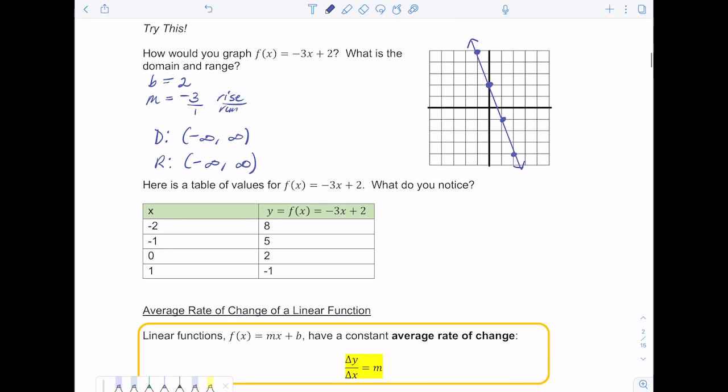Another way you can graph a function like that is to make a table of values. So here I've already created one for you, and I chose negative 2, negative 1, 0, and 1 for your x values. After plugging those in, it gives you the corresponding y values. What do you notice about the numbers that are given for x and the output that you're given for y? So what you should notice is that x is increasing, and every time it's doing that, y is decreasing.